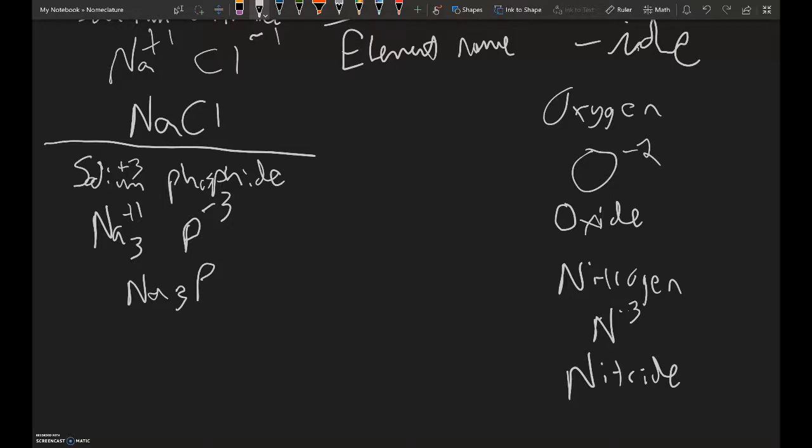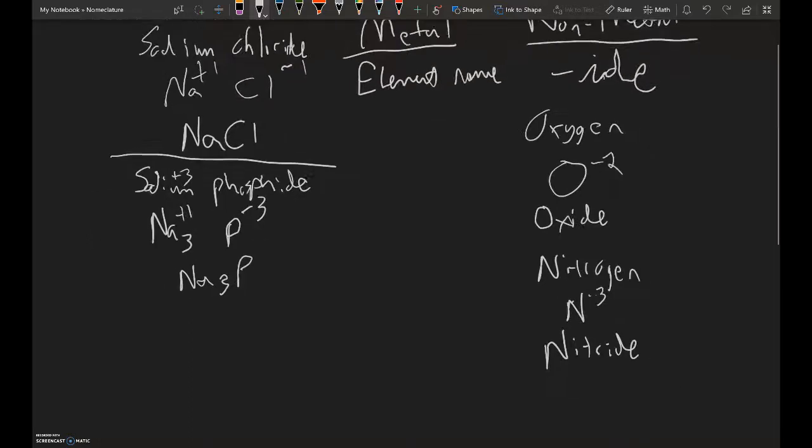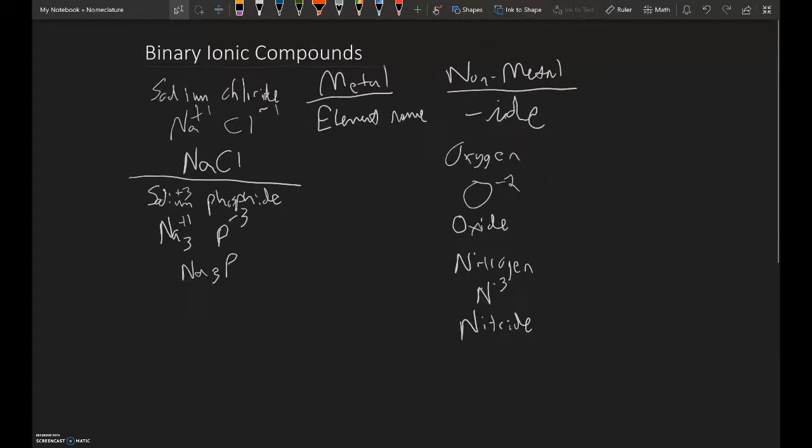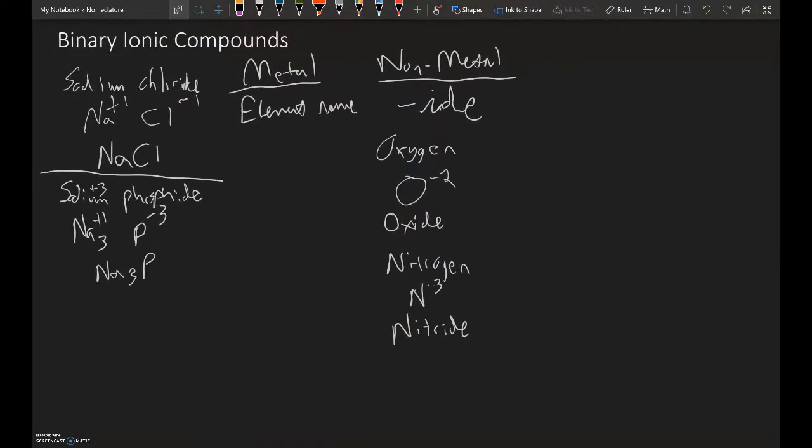So let's say you had F, which is fluorine. Fluorine would be fluoride. Sulfur would be sulfide, not sulfuride. So always make sure that when you're naming the nonmetals that you end with an IDE. The metals are always going to be based off their first name. So it's really important that you memorize and learn the names of the metals and the nonmetals.